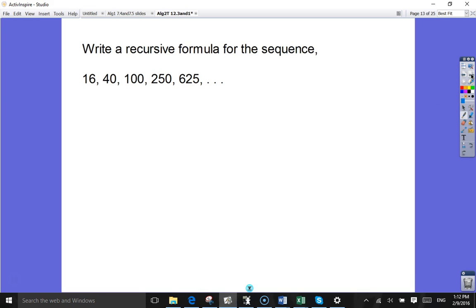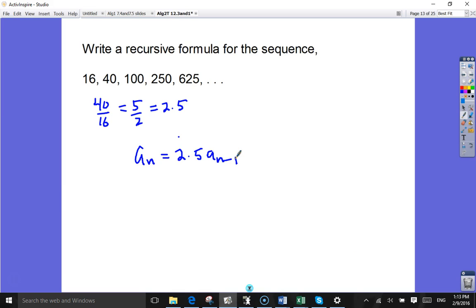Okay, how about this one? Again, the only thing I need to know is R. So can you tell me what R is in this problem? Right, if I do 40 over 16, that's 5 over 2, which is 2.5. So the nth term is 2.5 times the nth minus 1 term, the term right before it.